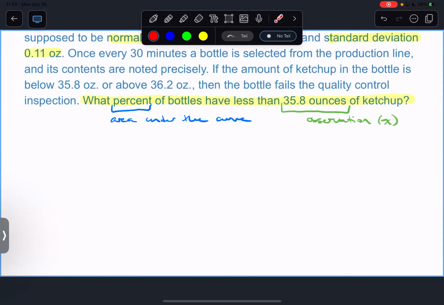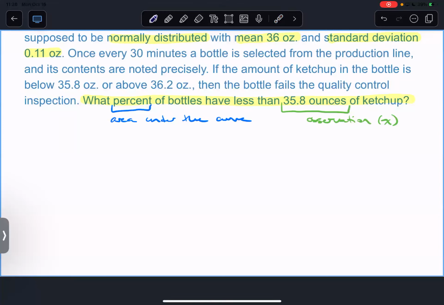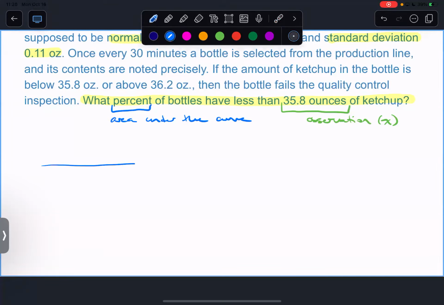And we answered this one. What percent of bottles have less than 35.8 ounces of ketchup? We went through and we translated the problem to a normal curve.